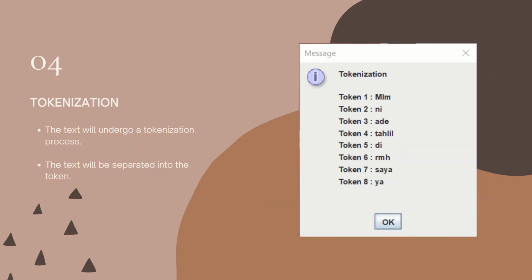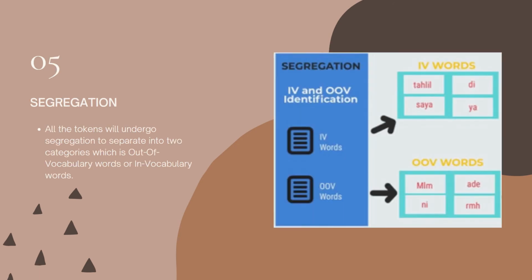Next, at the application tier, the text will undergo a tokenization process. The text will be separated into tokens. This is an example of text that has already been separated into tokens. After that, the segregation process. This process is still in progress, but basically, all the tokens will undergo segregation to separate them into two categories, which are IV words or OOV words.